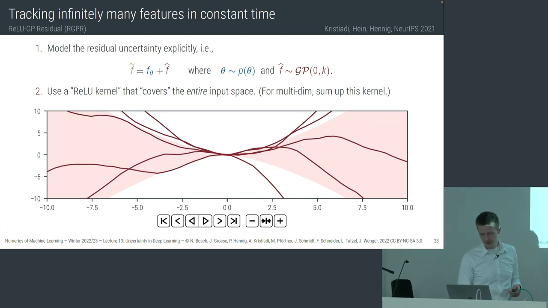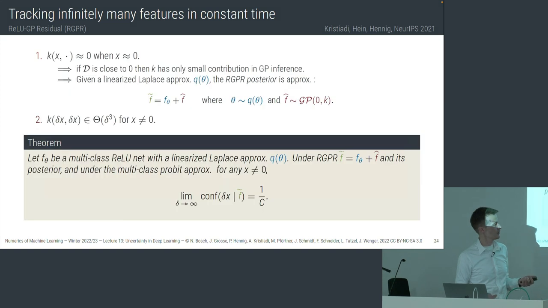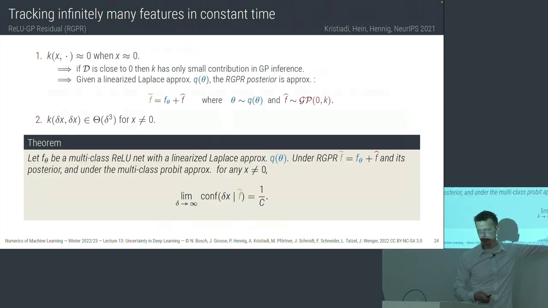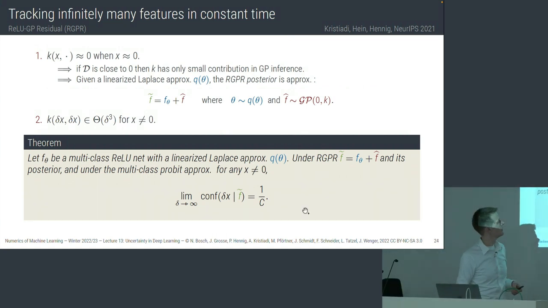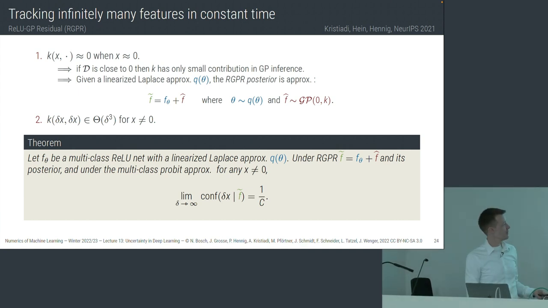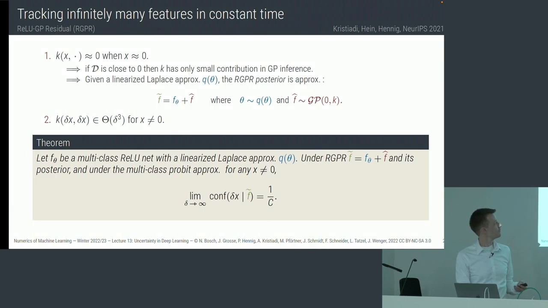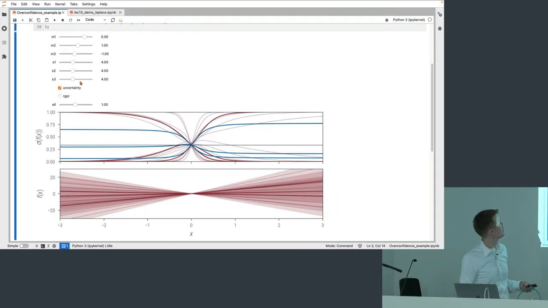So if you do this, then first of all, you can show a theorem that actually says asymptotically, my uncertainty will then become the maximum entropy thing, 1 over C. Doing this doesn't cost anything, because I just add uncertainty that depends on how far I am away from the training data. So I also have a picture for this. So we can just add this here.